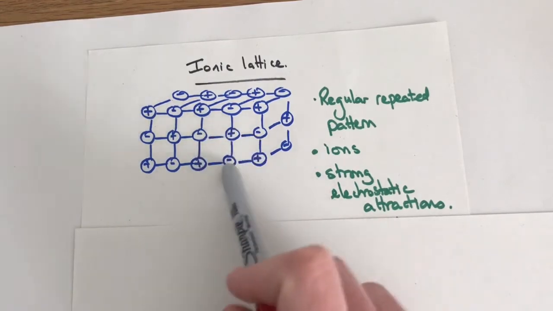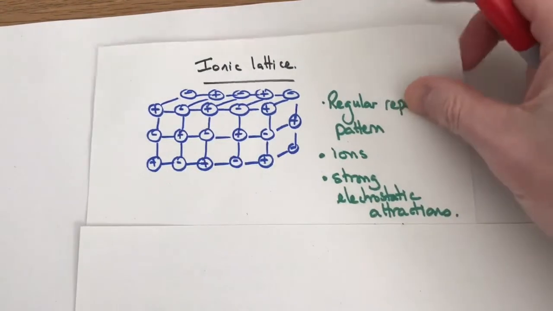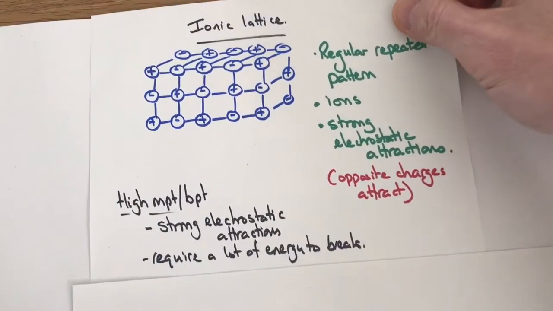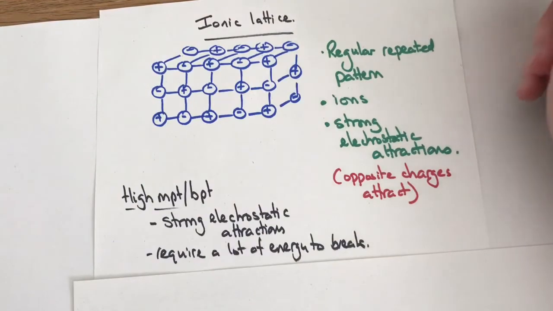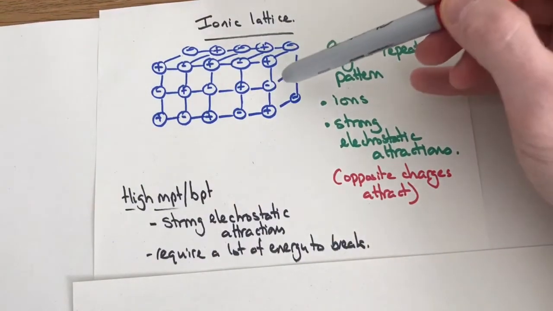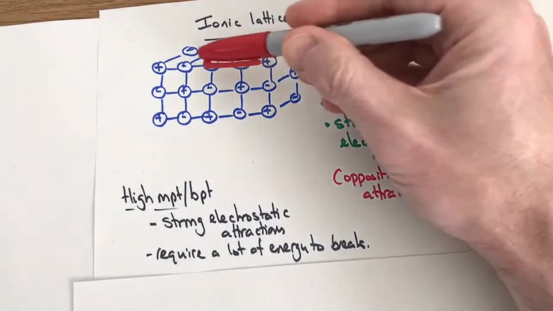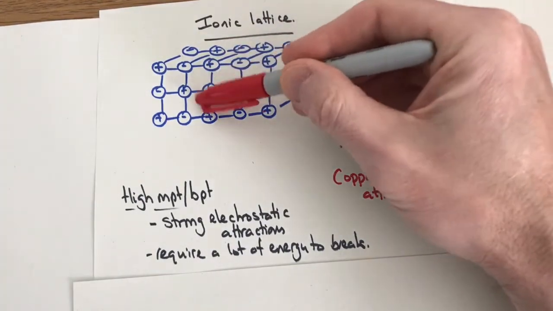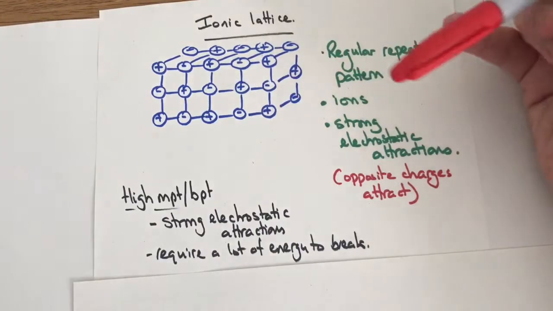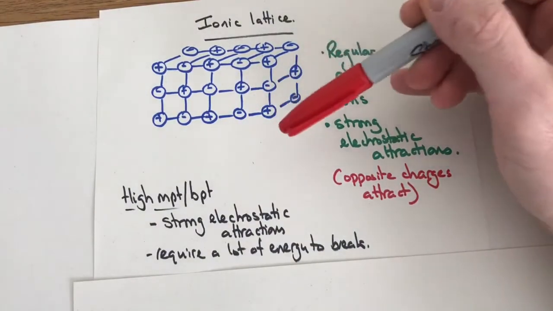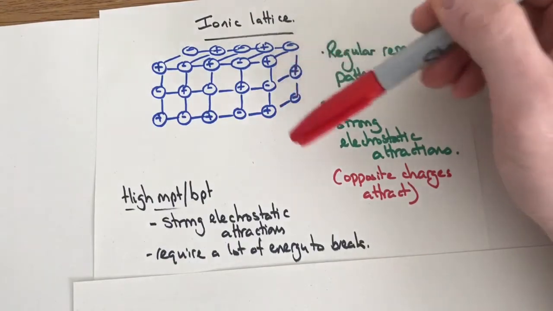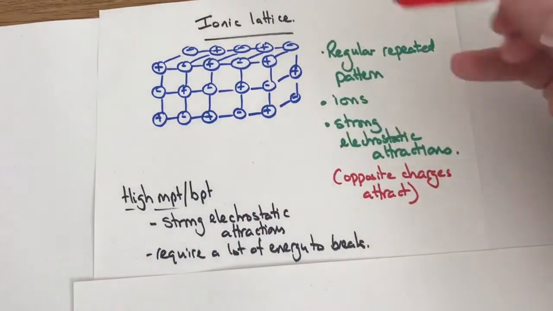So that's the structure. What properties does that mean ionic compounds have? Well, the first property we're going to have a look at is this means they have high melting and boiling points. And why do they have high melting and boiling points? In order to make this melt, we have to break all the attractions within the structure.